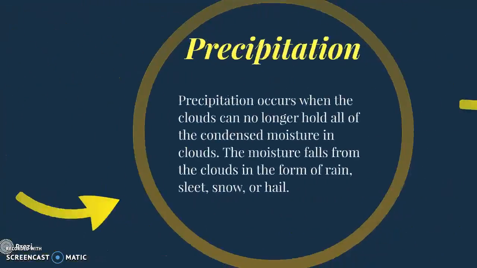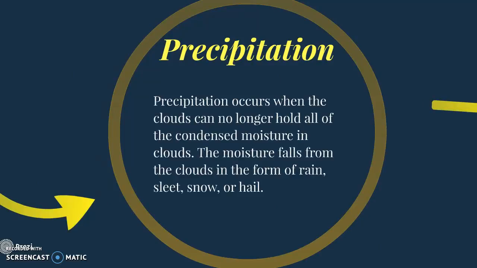This is where our precipitation comes from. Precipitation occurs when the clouds can no longer hold all of the condensed moisture. The moisture falls from the clouds in the form of rain, sleet, snow, or hail. If it's falling from the sky and it's anything wet, it's precipitation.